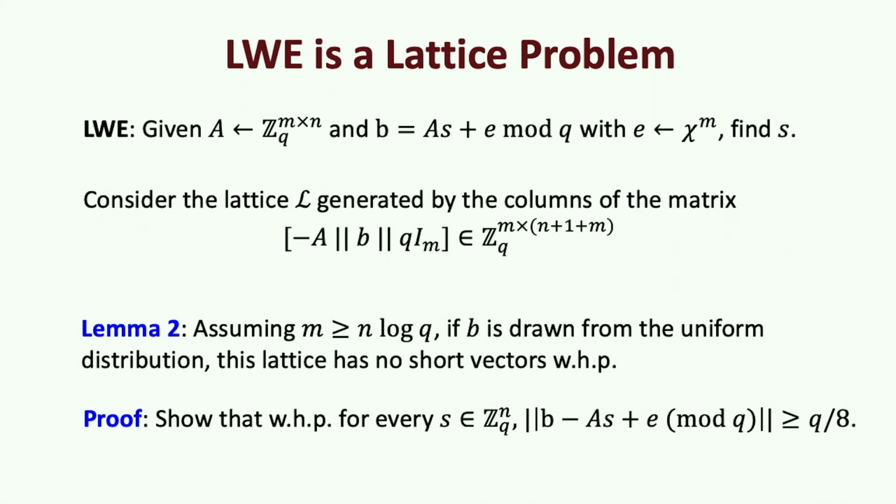Every fixed linear combination of A and B is random. The chance that a random vector is short is really, really small. And then we would do a union bound over all linear combinations.